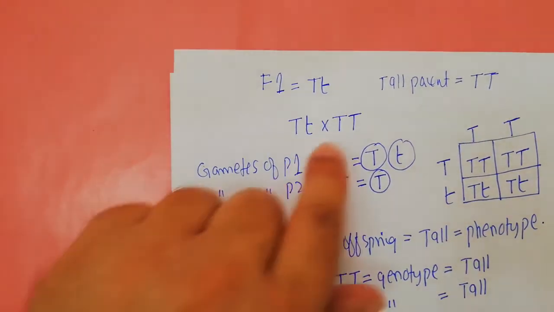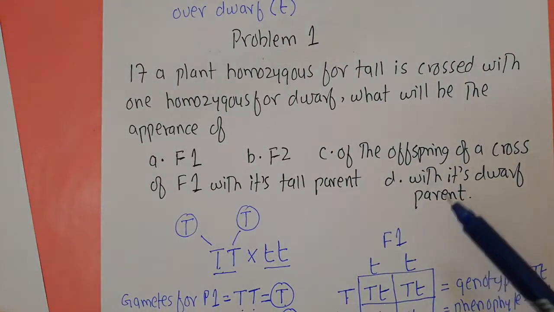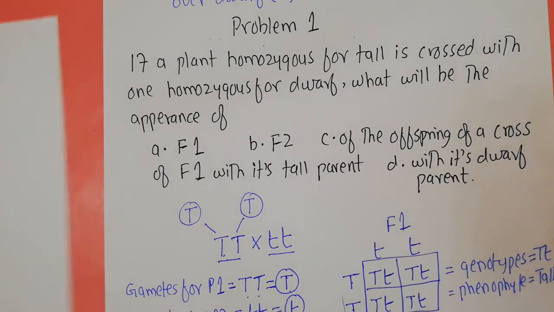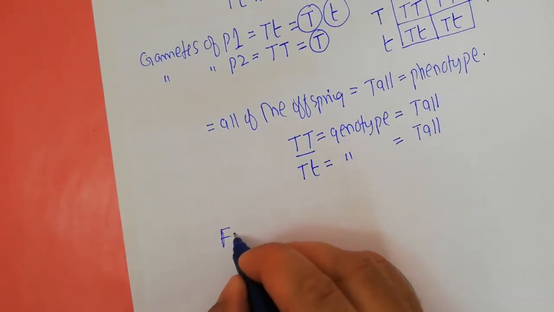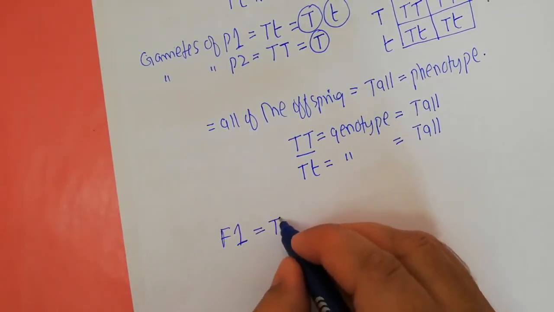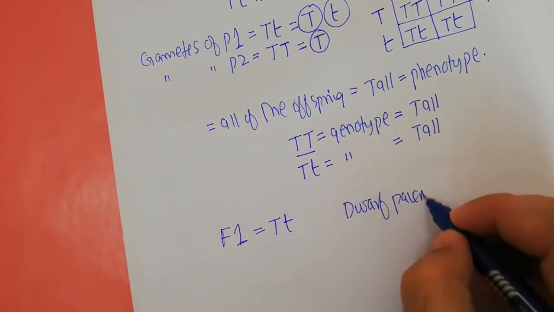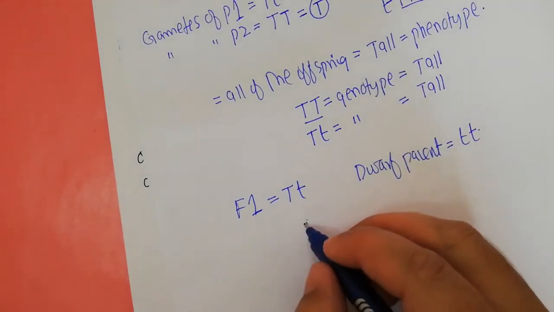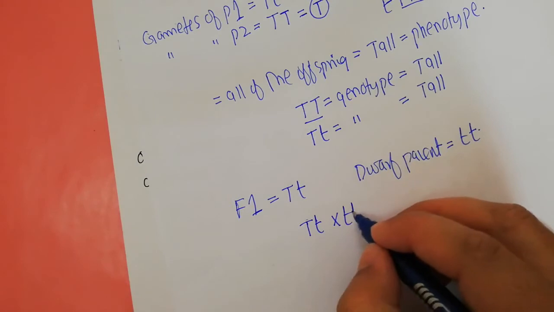The last part of the question asks what will be the appearance of the offspring if you cross the F1 plant with its dwarf parent. So now you have to cross the F1 plant. The F1 of course is the capital T and the small t, and you have to cross this with its dwarf parent, and the dwarf parent in the first place was the small t and the small t. So you have to cross capital T and small t with small t and small t.